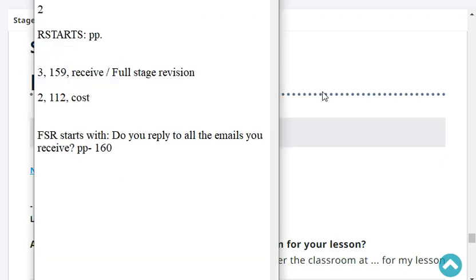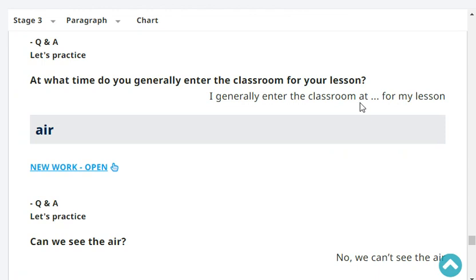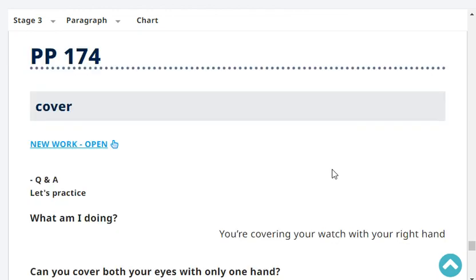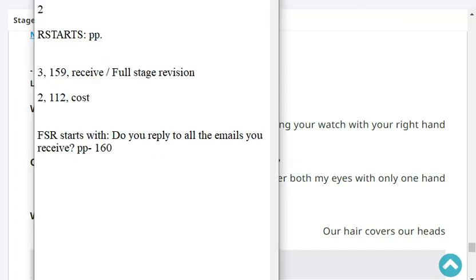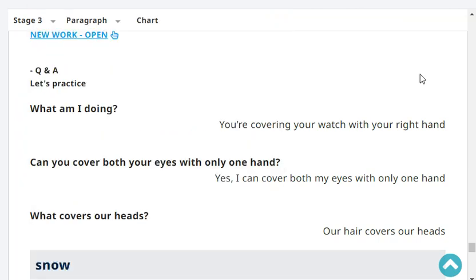Very good. Okay. Next. Can we see the air? No, we can't see the air. Very good. Okay, next. What am I doing? You're covering your watch with your right hand. Right? Can you cover both your eyes with only one hand? Yes or no? Yes, I can cover my eyes with only one hand. Very good.